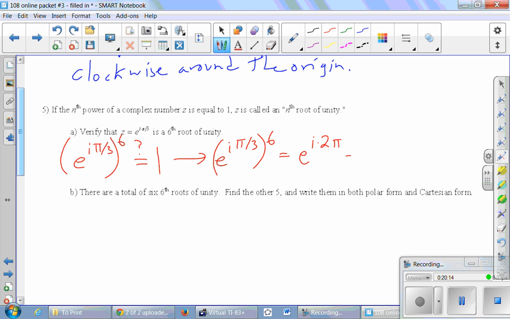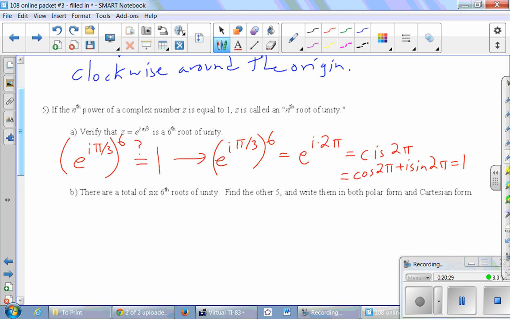And e to the I times 2 pi is really cis of 2 pi with a 1 in the front. And that's really cosine of 2 pi plus I sine of 2 pi. Cosine of 2 pi is 1. Sine of 2 pi is 0. So indeed, we got 1, which means e to the I pi over 3 is a 6th root of unity.